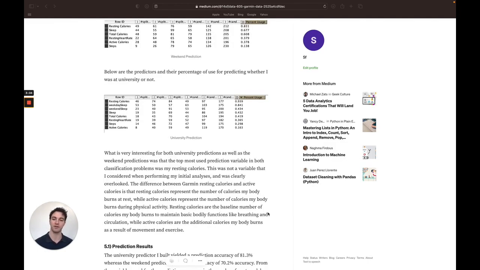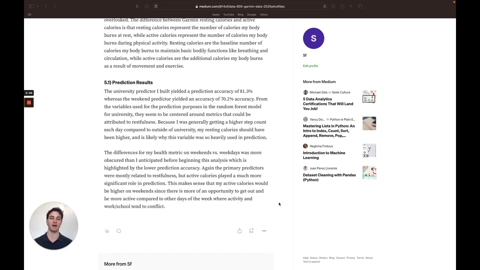This was a fairly interesting result for me because I didn't think of resting calories as being a metric that would be used in the predictive purposes, but in both cases here, it was used the most. Using the predictors, I was able to get an accuracy of 81% to say whether or not I was at university versus just 70% to say whether or not the day of the week was a weekend.